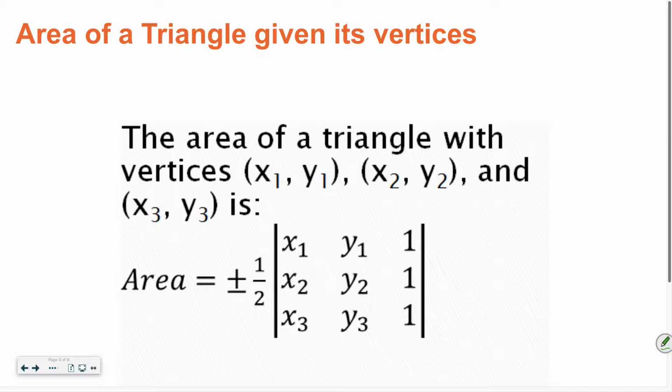Why would I have a plus or minus 1/2? Do I have 2 answers? What about the plus or minus? What could be either? You're on the right track, Riley. Can we have negative area? No. Could we have a negative determinant? Yes. Your determinant could be positive or negative. So depending on whether your determinant is positive or negative is going to affect which one of the plus or minus 1/2 we use. We want what kind of area? Positive.